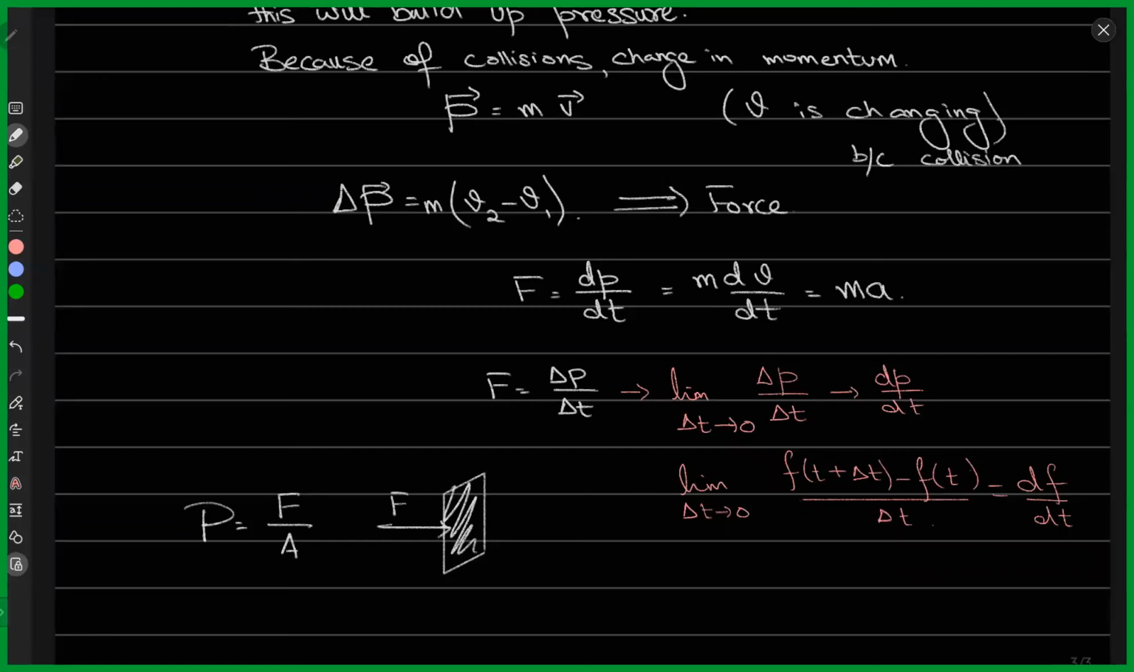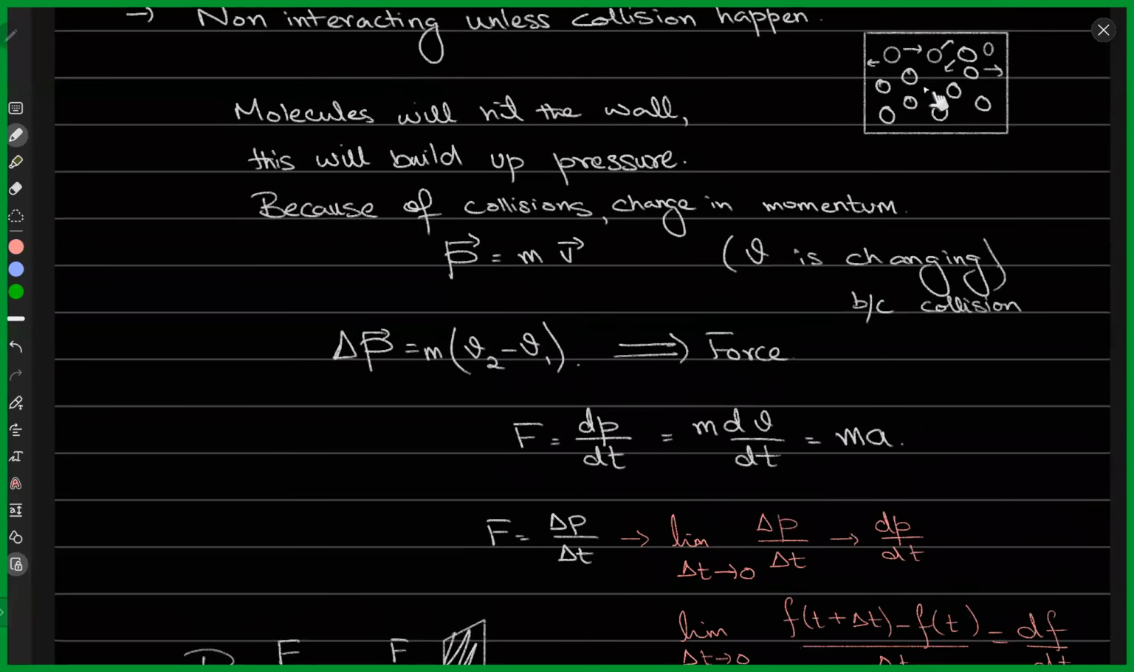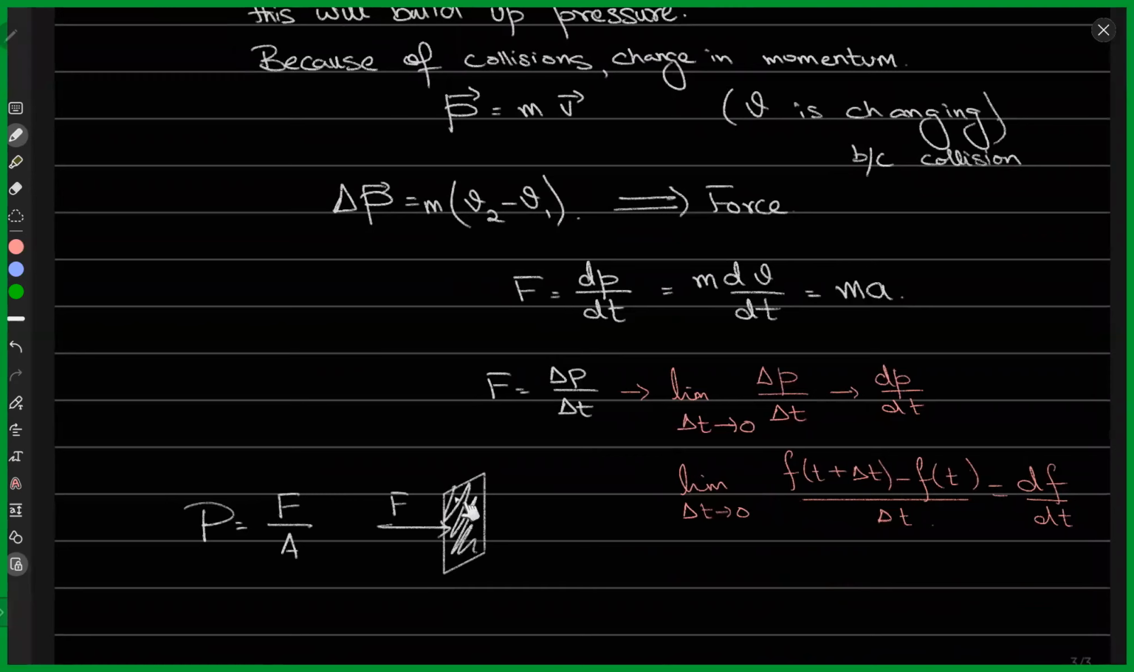So that's how the pressure is produced. It is a result of changing momentum, which causes force. And there are so many of these particles which will produce so many changes in velocities, and so many collisions will happen. So there will be so many forces, and the sum of all of those forces will produce a resultant pressure on the walls of the container.